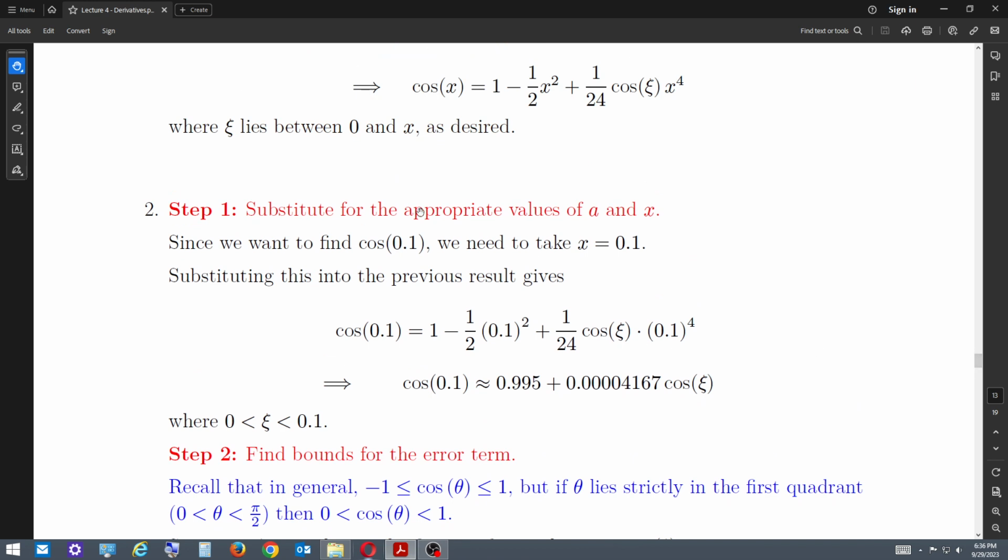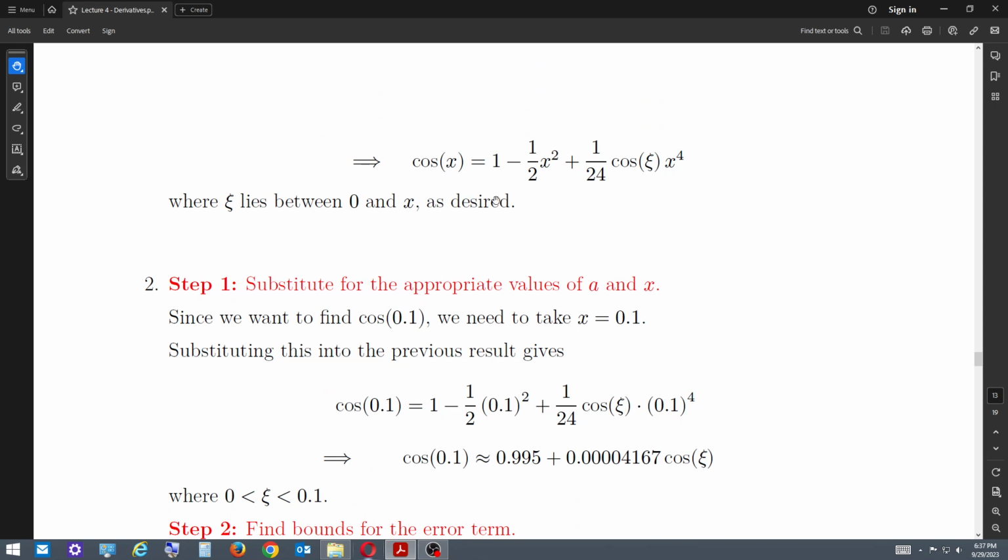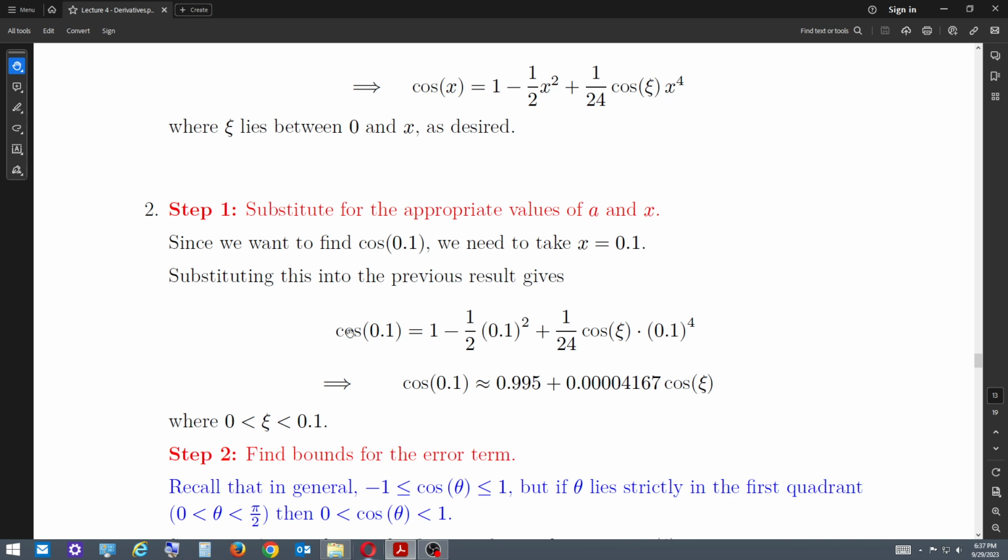So we substitute the value for x. Now we already have a here, so we don't need to substitute that again. We plug in 0.1 and we simplify. Once you do that, you should have the first few terms, that's these two, reducing to a number, and then the last term here, the error term, will have cos of xc in it somewhere, times something. Remember xc lies between 0 and 0.1. So that's the first step of this part of the problem.